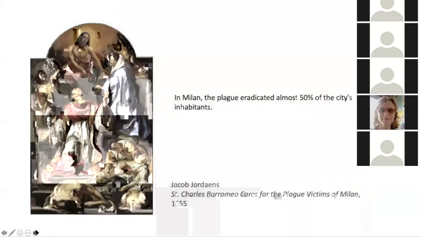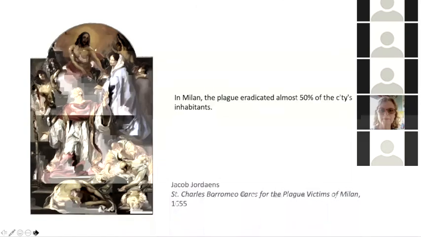And then back to Milan. This is by Giacomo Jordan, an Italian artist. This is St. Charles Borromeo Cares for the Plague Victims of Milan. And Borromeo is an interesting figure because when many priests, doctors, and other figures were fleeing the city, he stayed. He not only stayed, but he became an archbishop, which we see him here. But he also threw in his own money. He laid on hands. He was very hands-on.